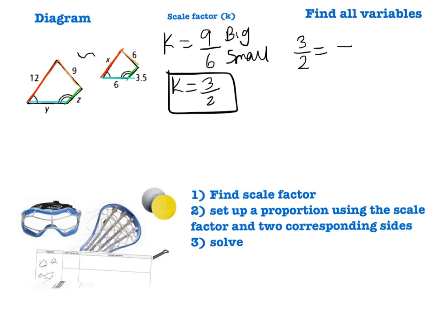And where does that ratio come from? From two corresponding sides. Now they asked us to find all the variables. I'm going to go in alphabetical order, starting with x. My x value is red, so when I look there, my bigger value is 12. My smaller value is x. That means that my proportion is 3 over 2 equals 12 over x. I'm going to go ahead and cross multiply to get 24 equals 3x. Divide by 3 on both sides to get x equals 8.